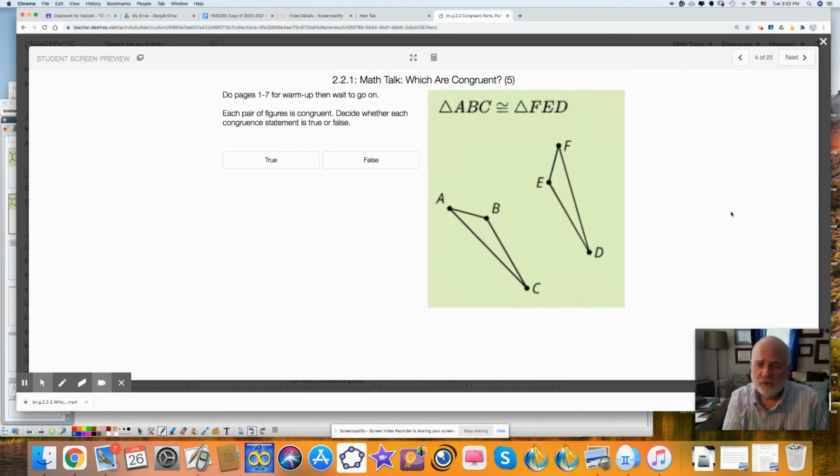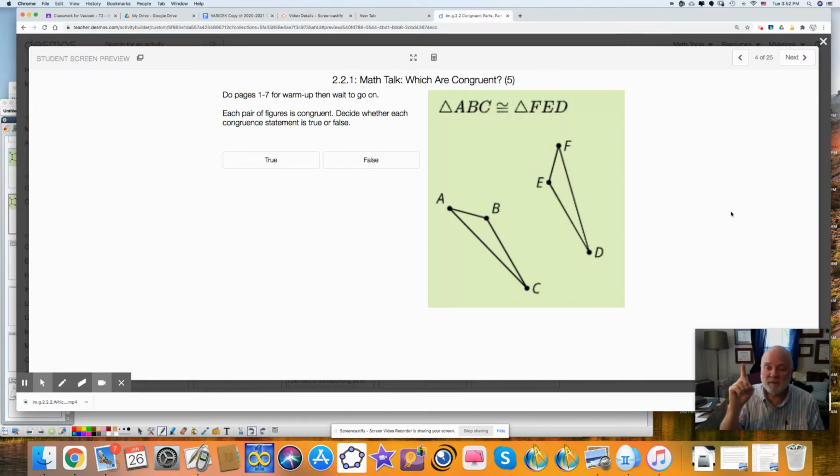So if we look at these first few figures in this warm-up, the question is, decide whether or not the congruence statement is true or false. You should do these first 4 pages together. If you want to pause this video, I'm going to explain these now. First of all, we know that the figures are congruent. I'm telling you that they are congruent. The question isn't that. The question is, are the congruence statements true?